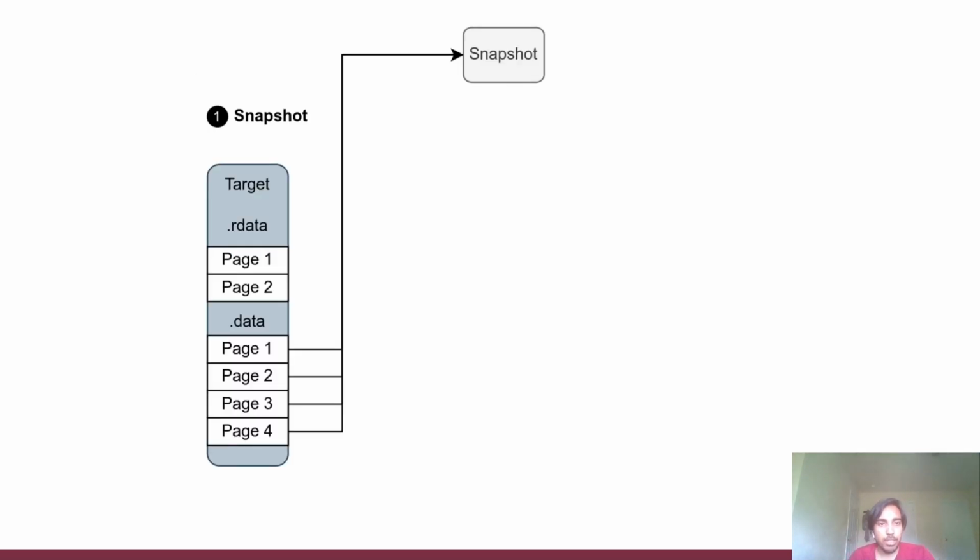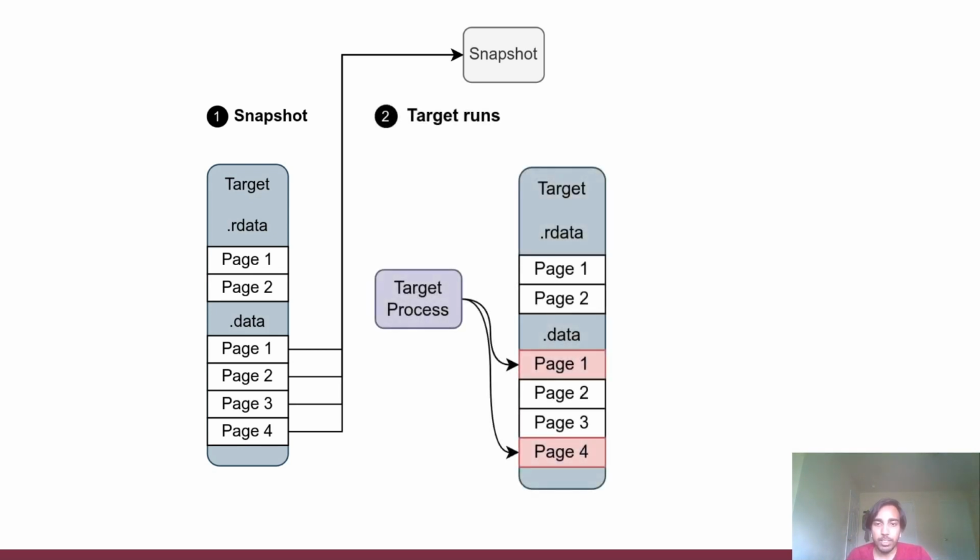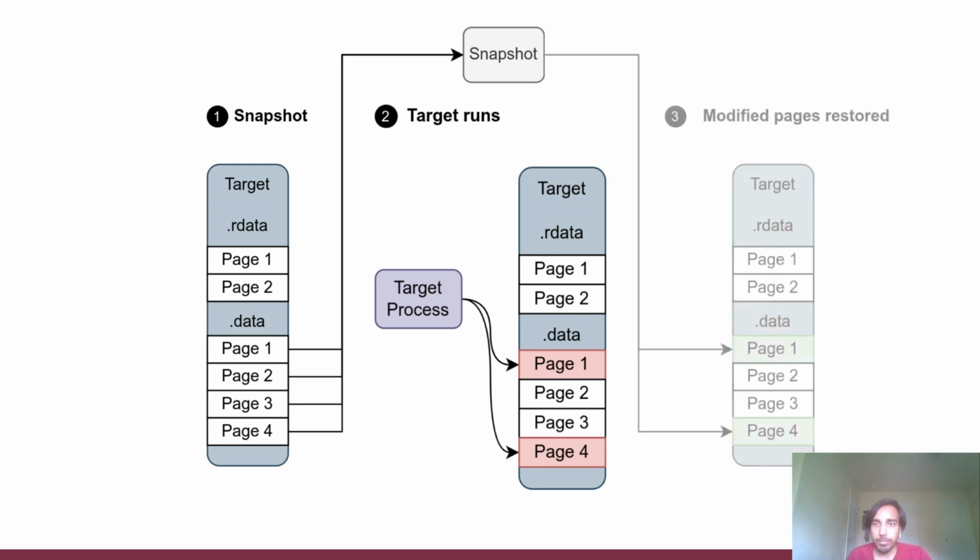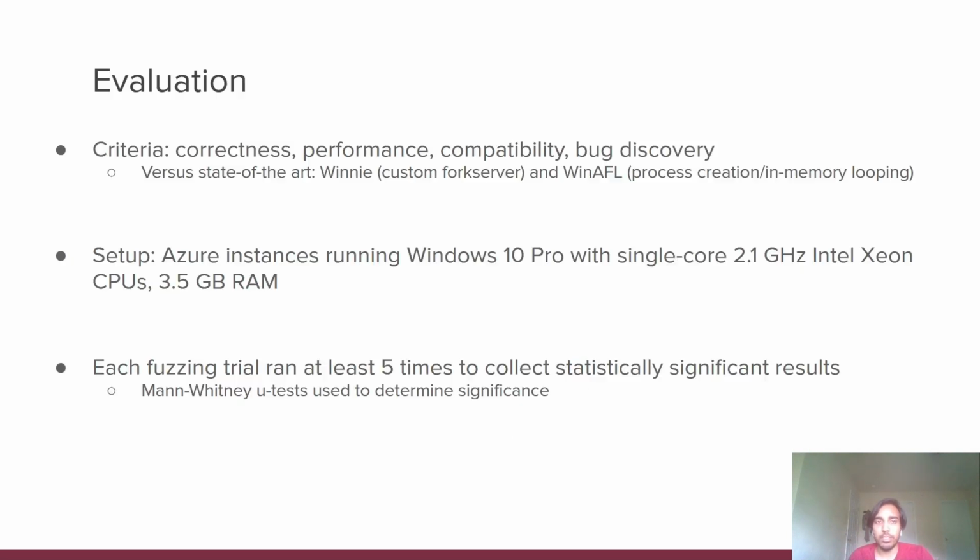So for example, this is the .data and .rdata section, and we copy page 1, page 2, page 3, page 4, that is all the pages, to the snapshot. Now the target runs, and we know that it has changed some global variable in page 1 and some global variable in page 4. This is notified to us by our guard page handler. And finally, after the target executes, we simply copy page 1 and page 4 from our snapshot into the target data section, and thus the state is restored.